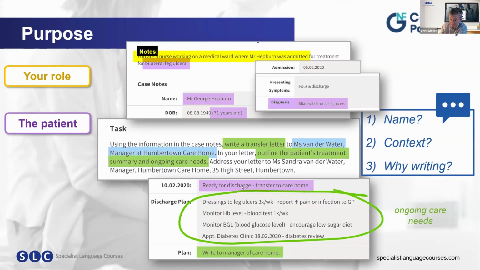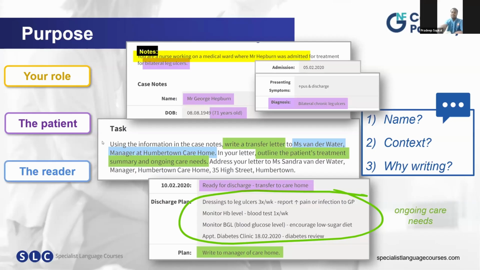He's ready to leave the hospital. And so who is the reader? The reader in this case is highlighted in blue. The reader is Miss Vanderwater, the manager at Humbertown Care Home. So that's your reader. That's who you're writing to.